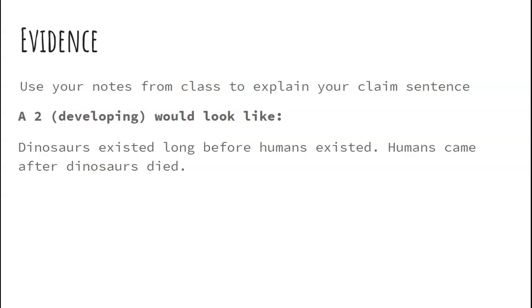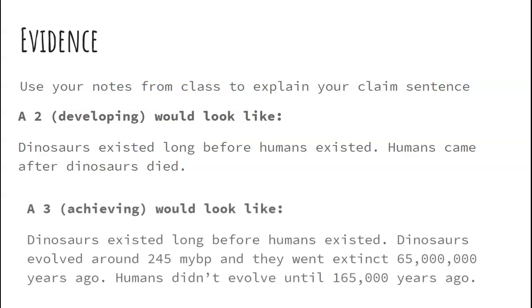A 3: dinosaurs existed long before humans existed. Dinosaurs evolved around 245 MYA, and they went extinct 65 million years ago. Humans did not evolve until about 165,000 years ago. That's a little more thorough, and it uses a lot of numbers.